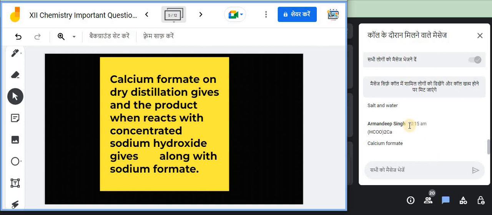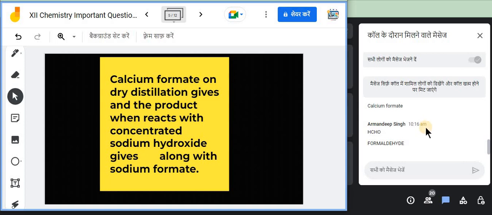After heating calcium formate, HCOO twice calcium, what are we going to get? Calcium carbonate will be out as a byproduct. What would be the product? Can I get the answer in the chat box? If you heat calcium formate, what would be the product? Then only we can do the next question. Yes, absolutely right. That is formaldehyde.